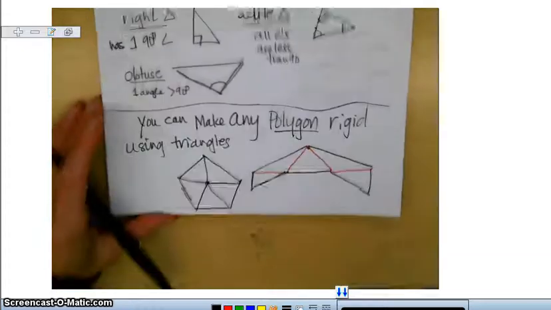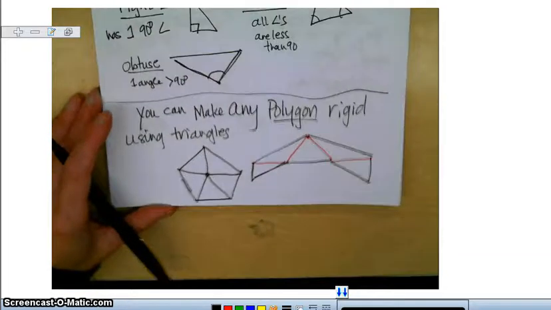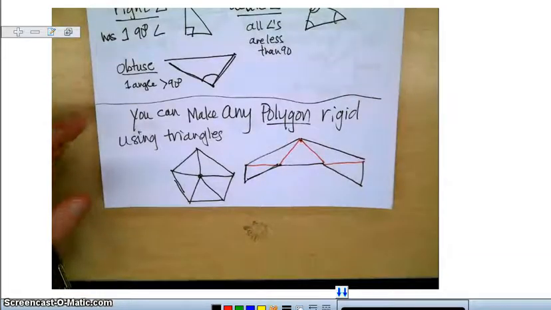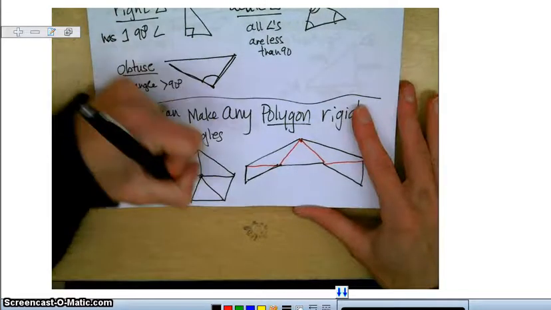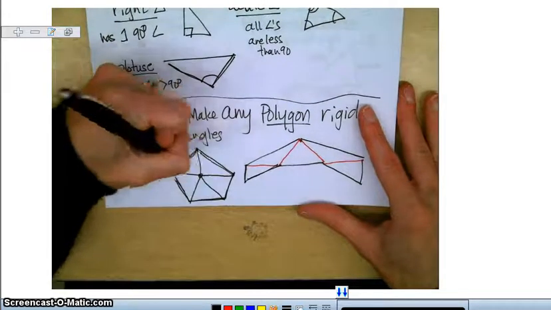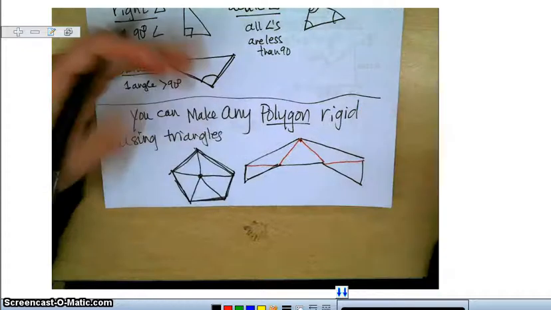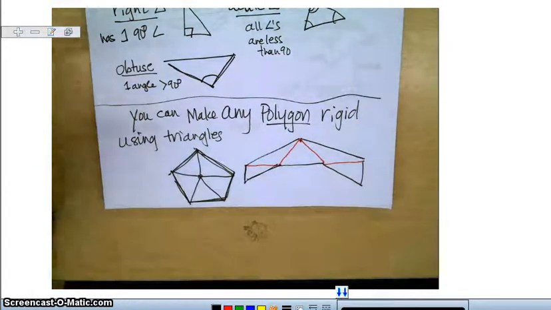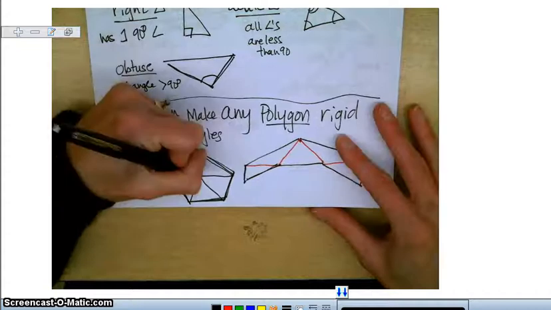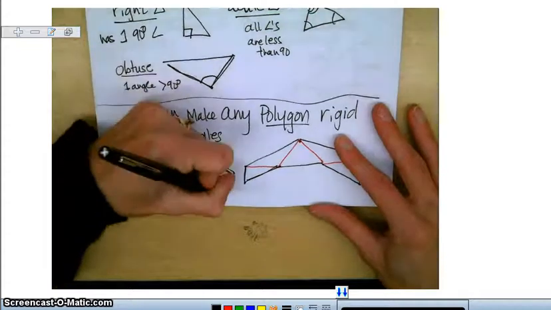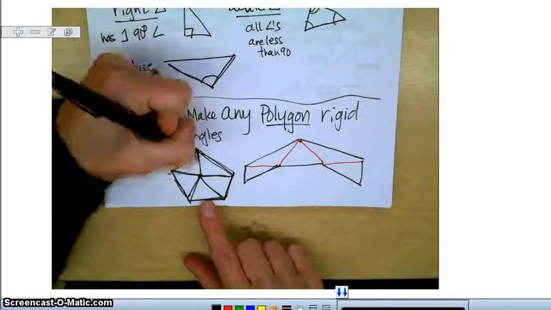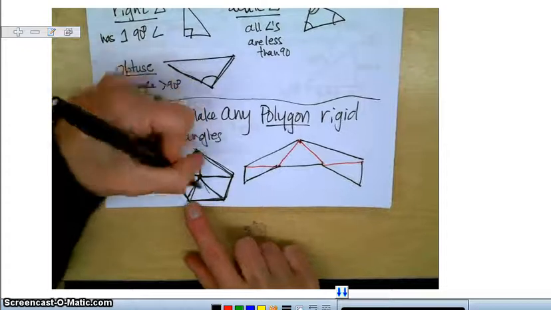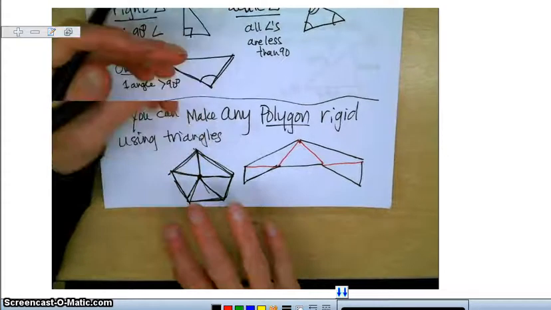So a concept that you can use this with is carpentry or building things. You can make any polygon rigid using triangles. So you take this pentagon here, and if you're trying to build a shape that's a pentagon, like the bottom of a roof, if you want to make it rigid, then what you're going to do is make triangles in here and put a truss. You're going to put trusses so they all meet here, and then this is going to be a rigid figure.